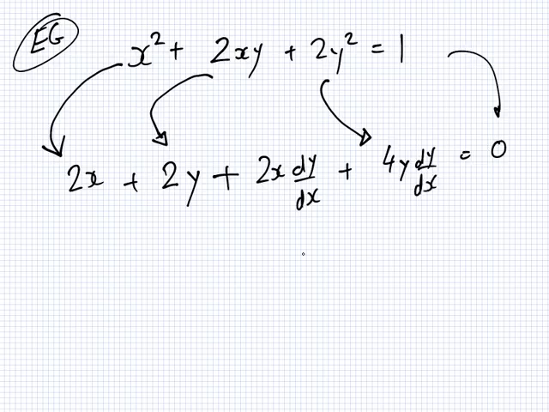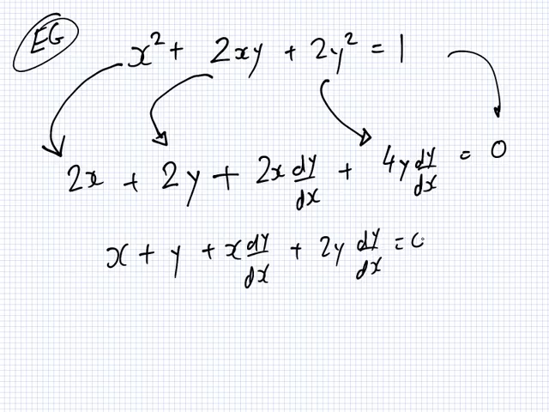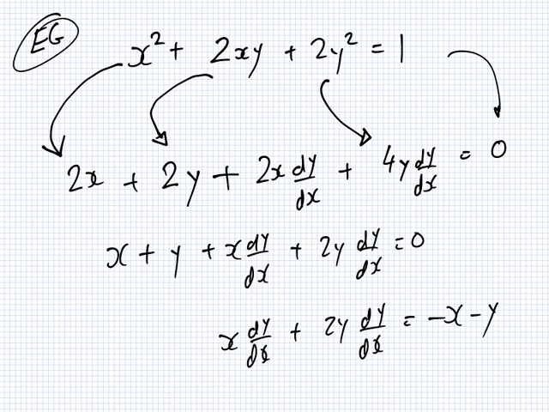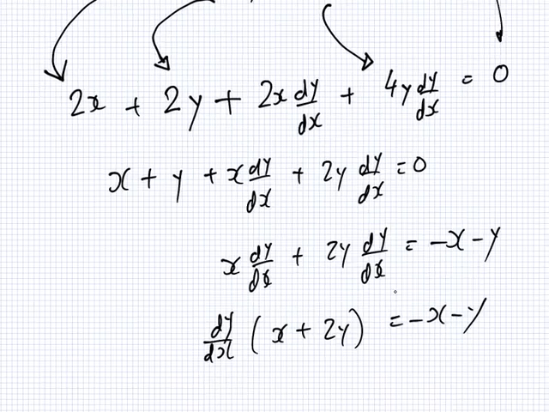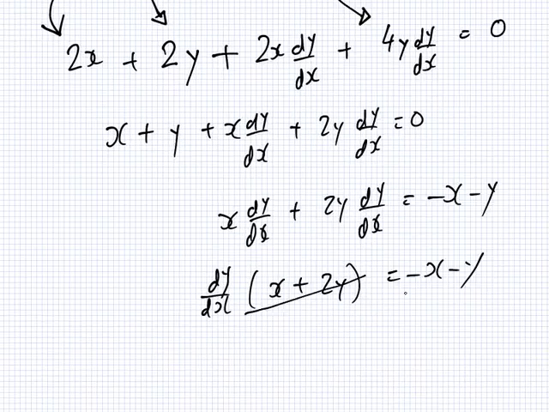Okay, what's in common here? dy/dx. Not in everything. 2. So I have 2x plus 2y plus x dy/dx plus 2y dy/dx equals 0. Then x dy/dx plus 2y dy/dx equals minus x minus y. What can I factor on the left? We take the common, which is dy/dx, and x plus 2y, and then finally, last step, you put this one, and divide.